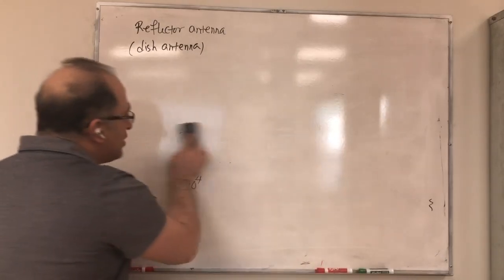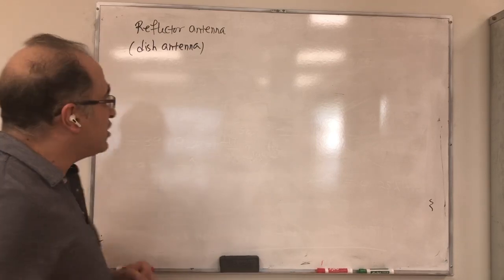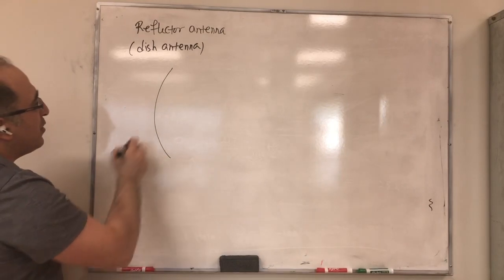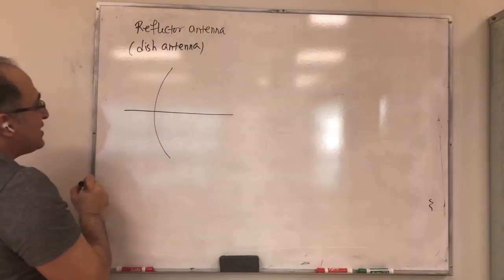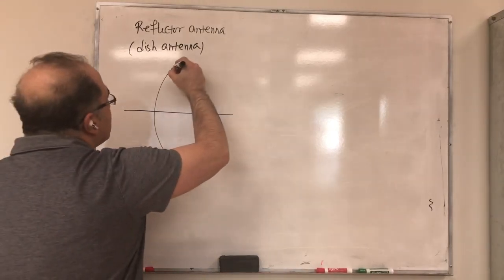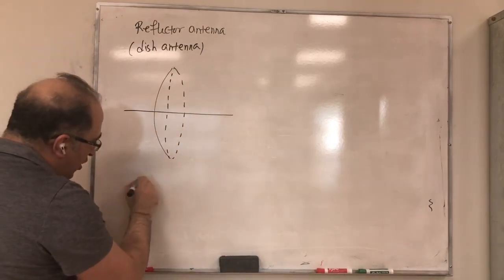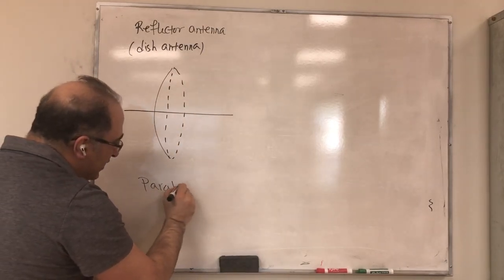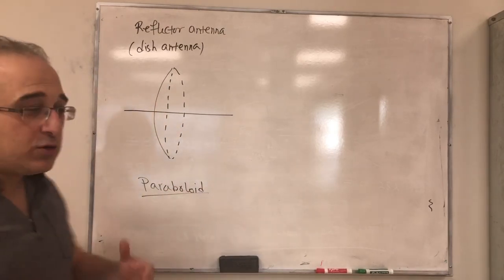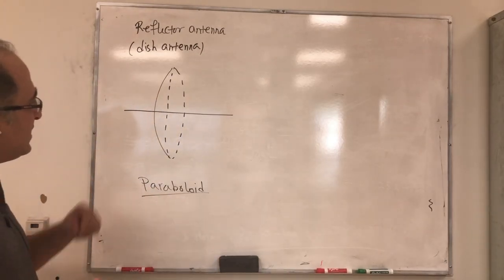Now to start with the reflector antenna, let us first start with the structure. Imagine you have a parabola. This is a parabola, and this is the axis of the parabola, and you rotate the parabola around its axis. If you do that, you get a three-dimensional structure called a paraboloid. This would be the type of reflector antenna that we study in this lecture. It could have a different shape, but this is the shape that's the focus of our discussion.